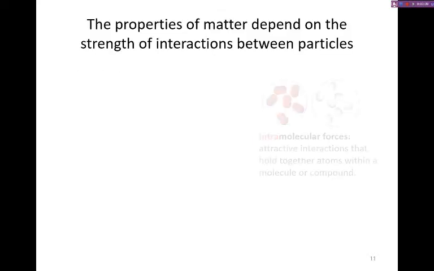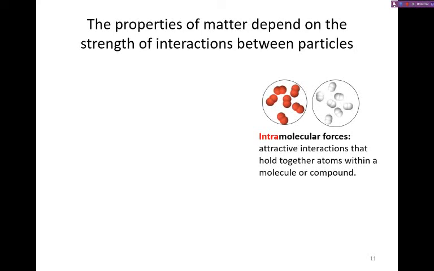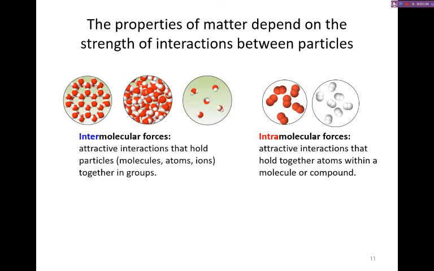We talked already about how the properties of matter depend on the strength of interaction between particles. And we looked at how solids vibrate around each other, liquids flow over each other, and gases move rapidly past each other. And I would just like to clarify that when we're talking about intermolecular forces, we can think of it as the interactions, again, between distinct individual molecules or atoms. Whereas the intramolecular forces, those are the bonds, again.